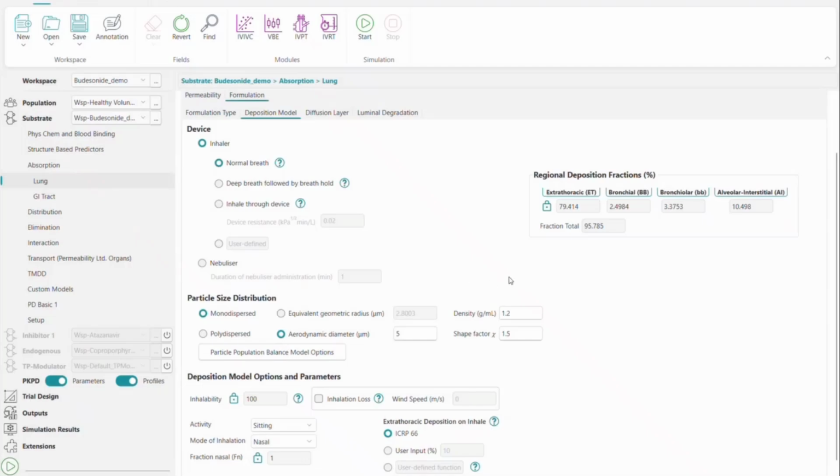The difference between the two is that the aerodynamic diameter is the diameter of particles at unit density that's spherical, and still at the same velocity as the particles being measured. So if we change this to unit density and the shape factor to 1, which represents spherical particles, we can see the geometric radius is half the aerodynamic diameter. But we'll just change this back to the defaults.